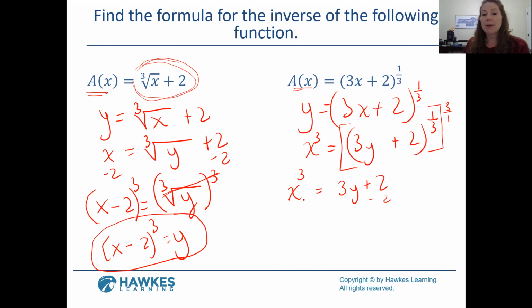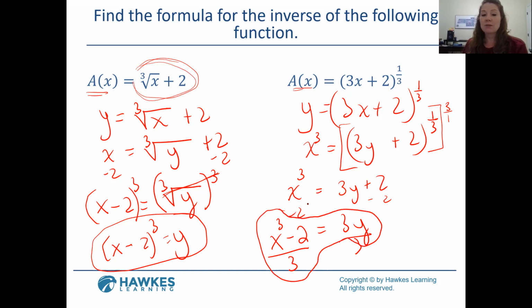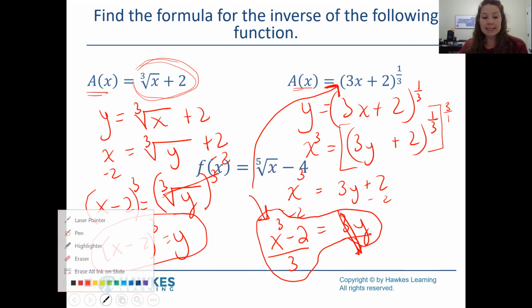We have to get rid of minus 2 first. So we have x to the third minus 2 equals 3 times y. And then finally, the opposite of times 3 is we're going to multiply this whole side by 3. So what does y equal? y equals x to the third power minus 2 divided by 3. This is the inverse of this. Okay, I hope that makes sense.